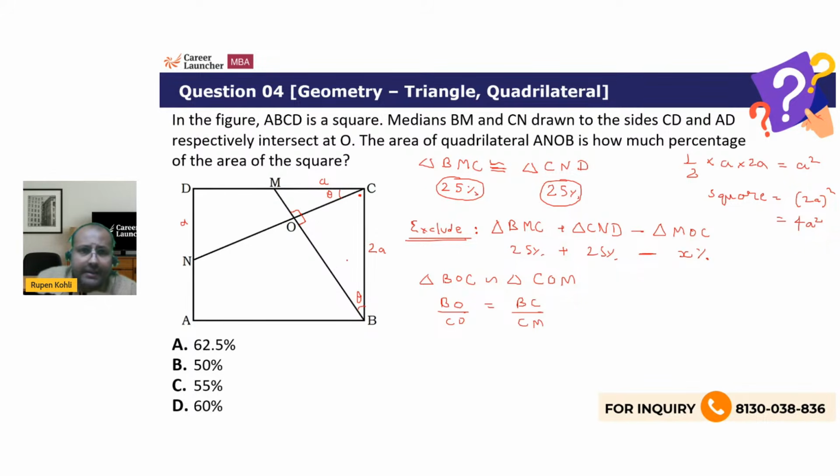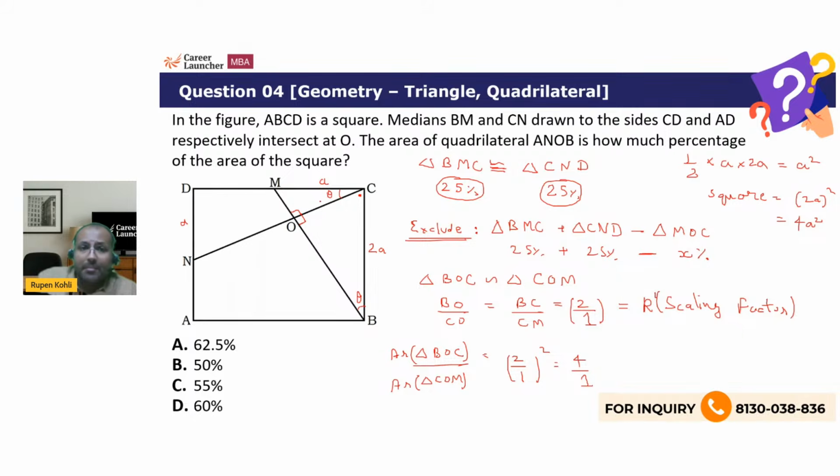BC we know, 2A. Do we know CM? Yeah, A. Oh my god, simple. 2:1. Right? BC we know 2A, CM we know A. Yes. So if 2:1 is the ratio of these corresponding sides, this is the scaling factor K. So we know that the ratio of the areas must be K square, right? So therefore BOC and COM, their areas are in the ratio of the square of their scaling factor, which is 4:1.